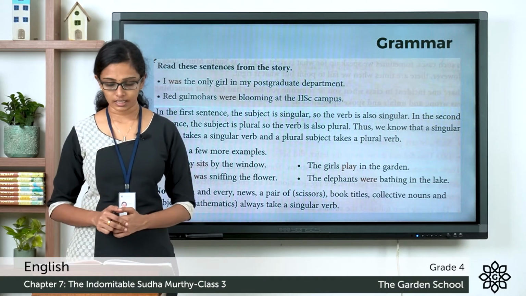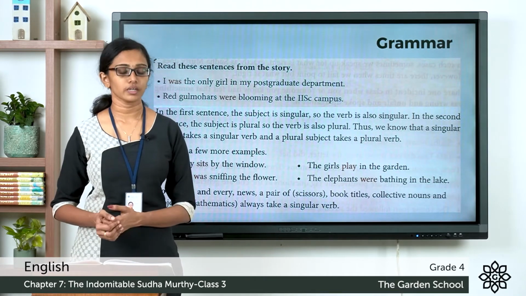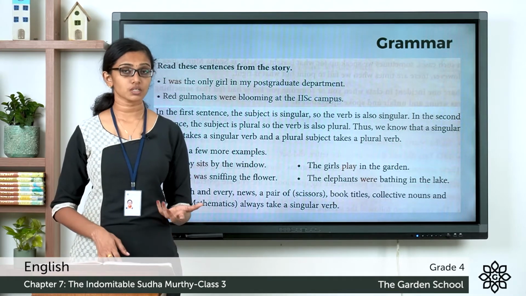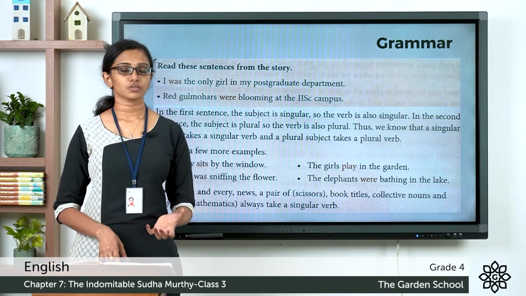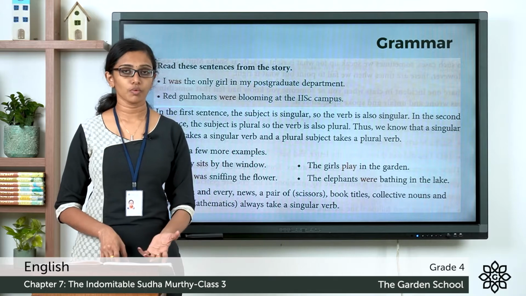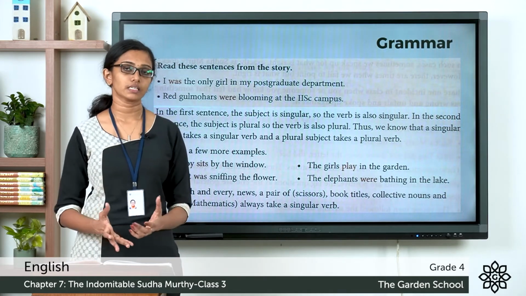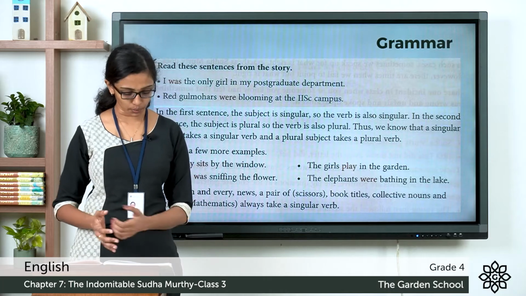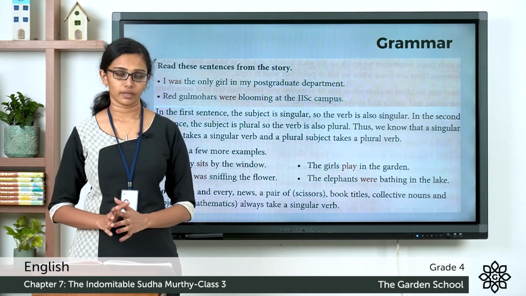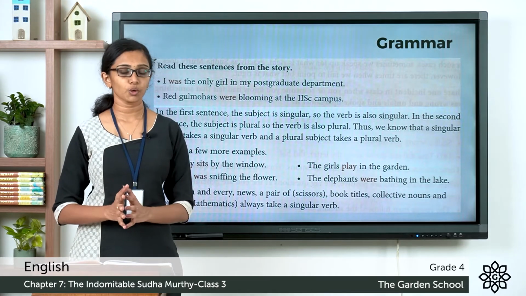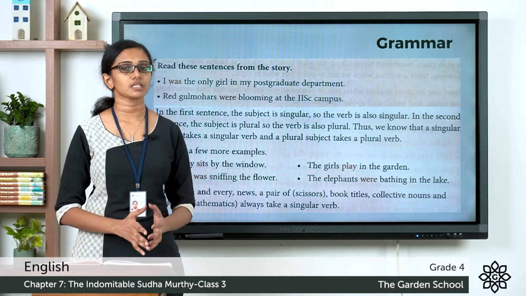In the second sentence, the subject is plural, so the verb is also plural. And in the second sentence, which is the subject? We are talking about red gulmohars here. So the subject is red gulmohars, which is a plural subject. Red gulmohars, which is more than one. So it is plural, and hence the verb here is were blooming. Instead of was blooming, it is were blooming to indicate that the subject is plural.